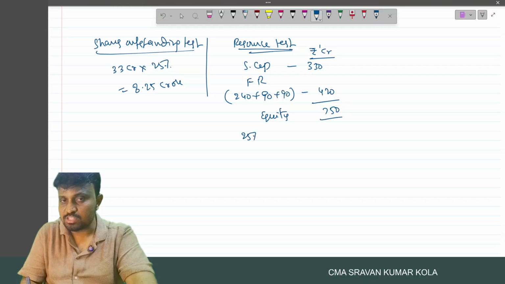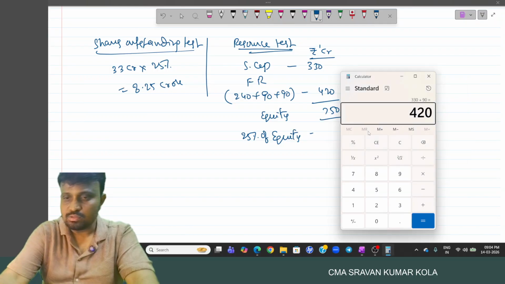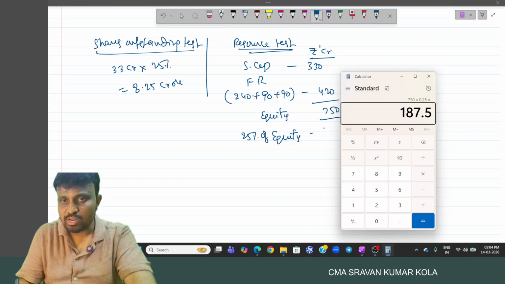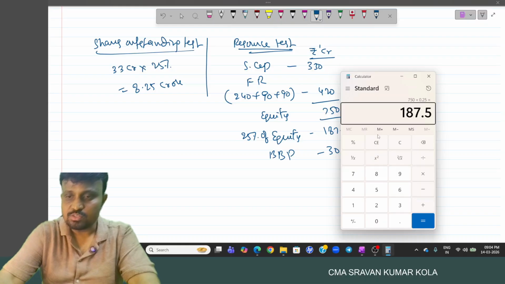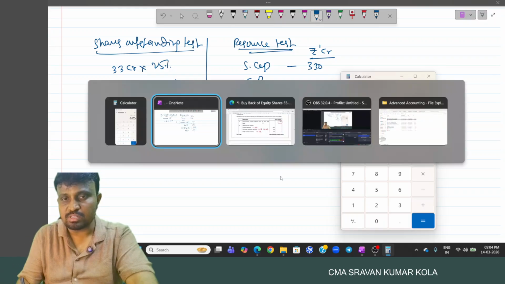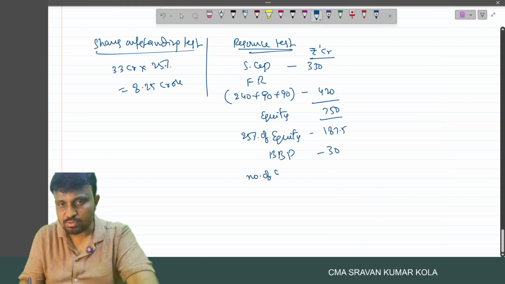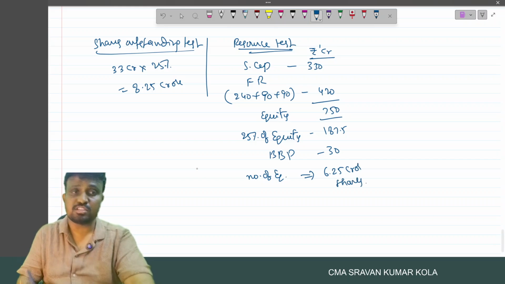But out of that, we have to consider 25% of equity. So 750 into 25%, nothing but 187.5 crore. And what is the buyback price? Already we calculated it as 30. So 187.5 by 30, nothing but 6.25 crore. So the number of equity shares bought back is 6.25 crore shares. This is the resource test.